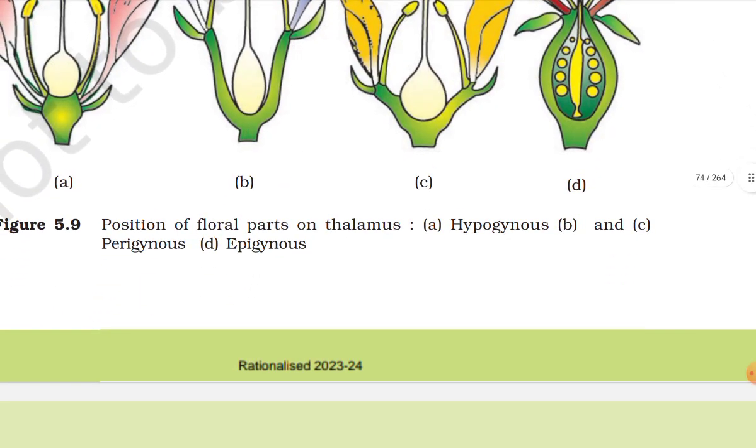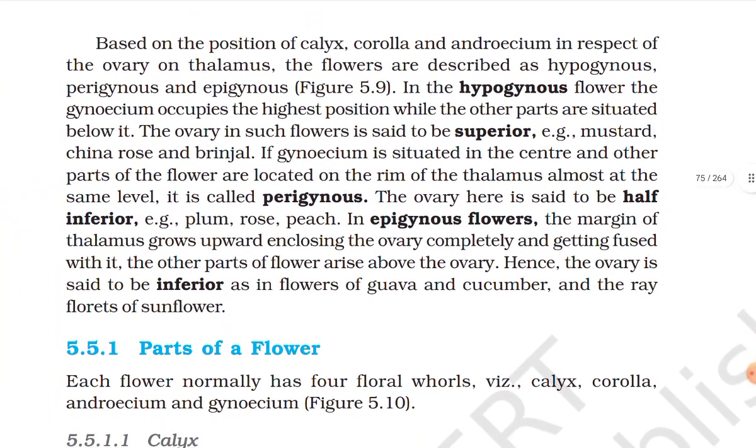are ebracteate. Based on the position of calyx, corolla, and androecium in respect of the ovary on the thalamus, the flowers are described as hypogynous, perigynous, and epigynous. In a hypogynous flower, the gynoecium occupies the highest position while the other parts are situated below it. The ovary in such a flower is said to be superior. Example: mustard, China rose, and brinjal.